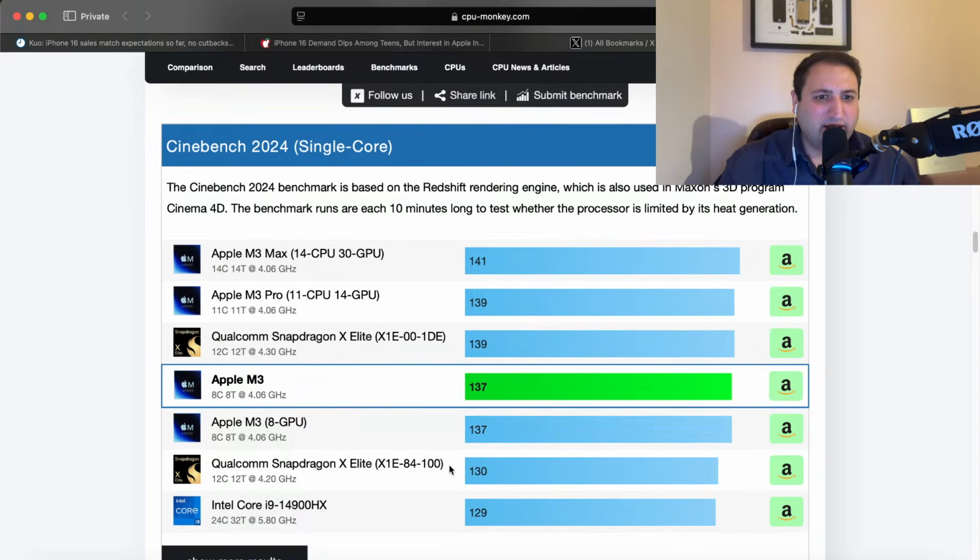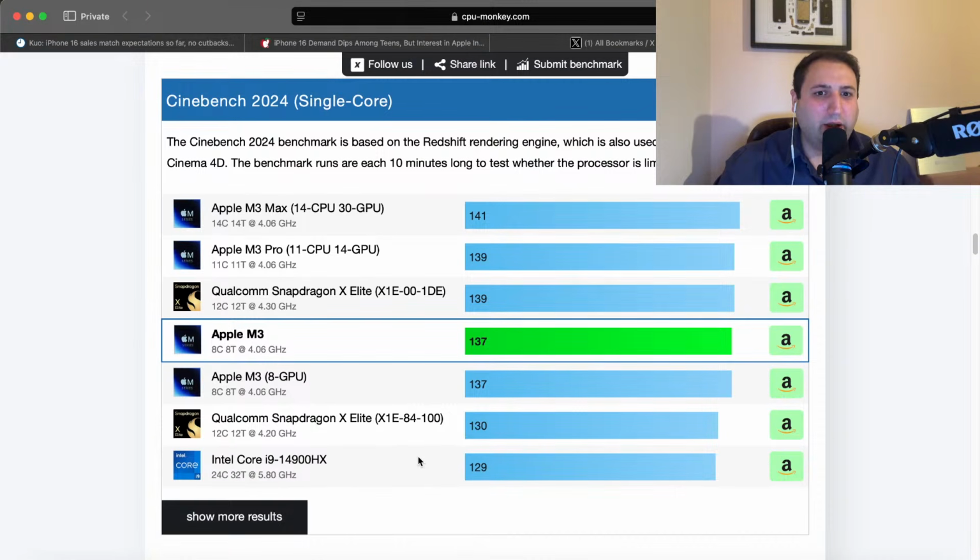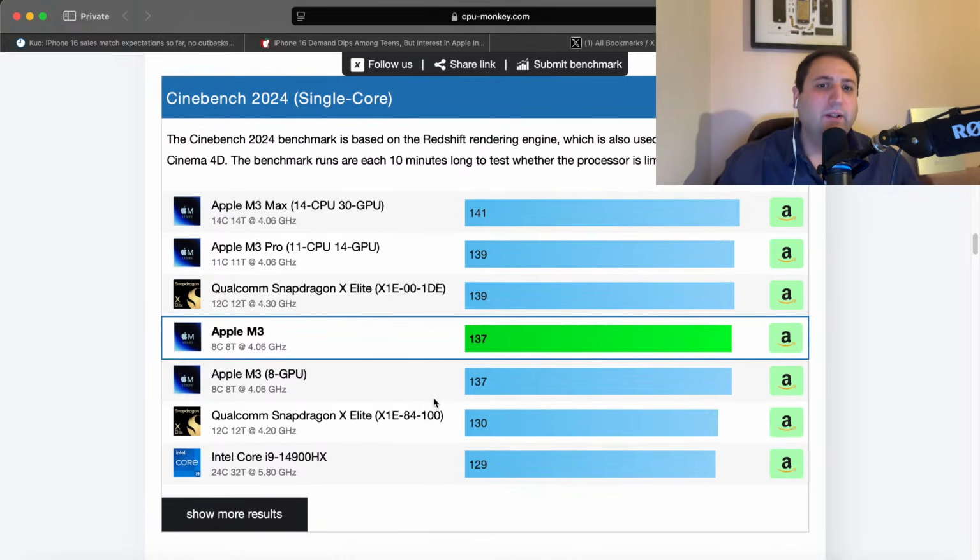Yeah, but the X Elite comes close, but this is ironically the only test where it gets that close. But yeah, single core results on the X Elite are definitely decent, definitely good even, but it does consume quite a lot of power to get there.